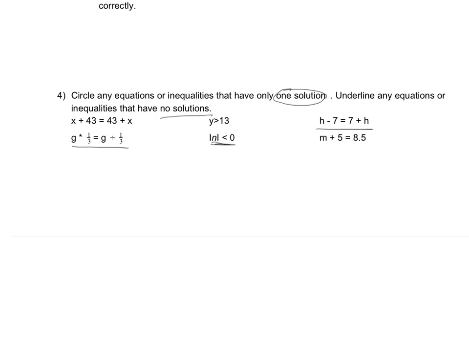Now the last equation, m plus 5 equals 8.5. You've been doing problems like this for a while now, so you could figure out that m equals 3.5, and there's no other number that m could be. So there's one solution, so we circle it. And that is how we do problems like this. So hopefully you feel a little bit more comfortable with figuring out how many solutions these equations and inequalities have.